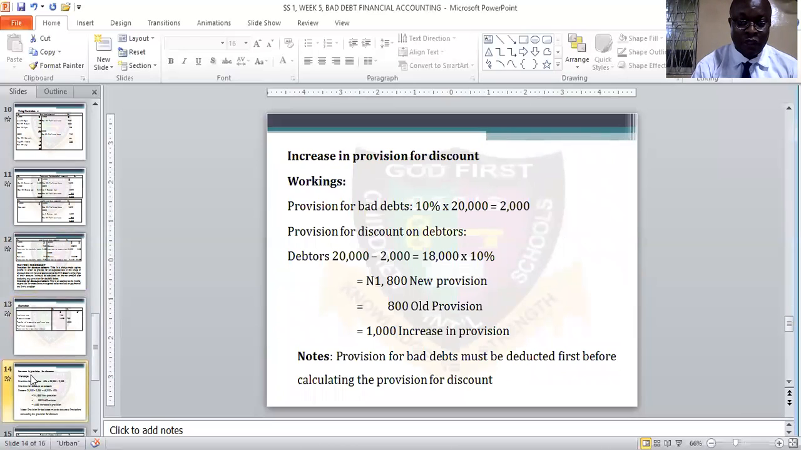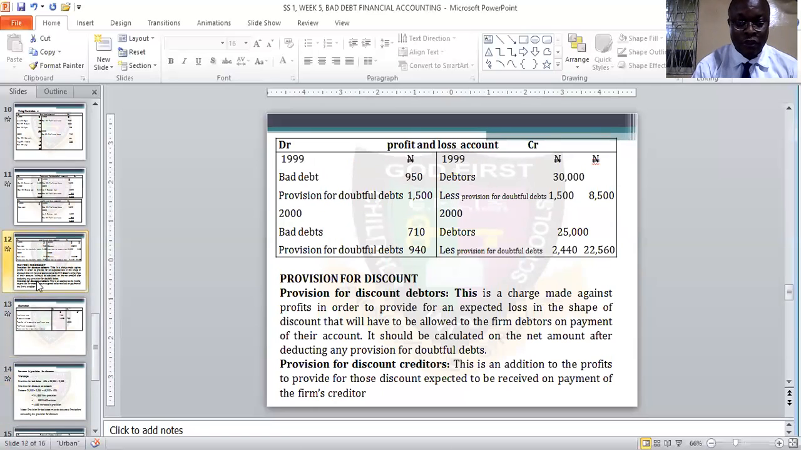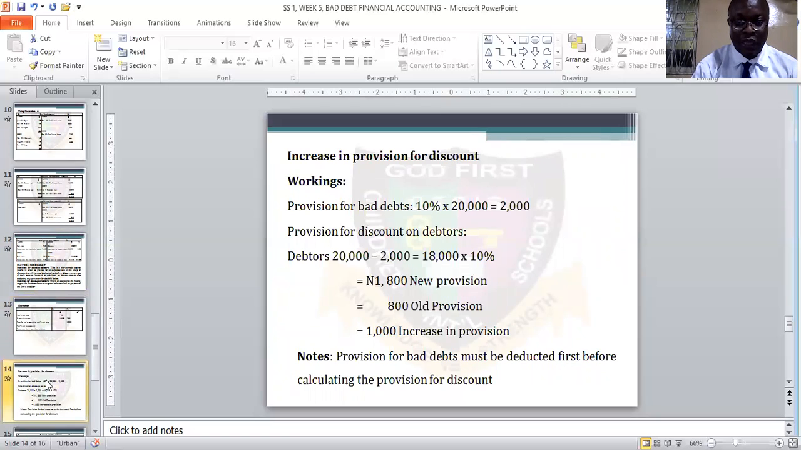Then this is how you are going to calculate the increase in provision for discount. 10% on 20,000 naira. When you calculate 10% of 20,000 naira, that will give you 2,000 naira. Then the amount of debtors is 20,000 naira, less 2,000 naira. That will remain 18,000 naira. The 10% on 18,000 naira will give you 1,800 naira. And that 1,800 naira is our new provision.